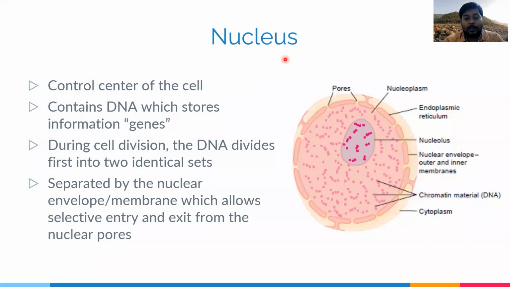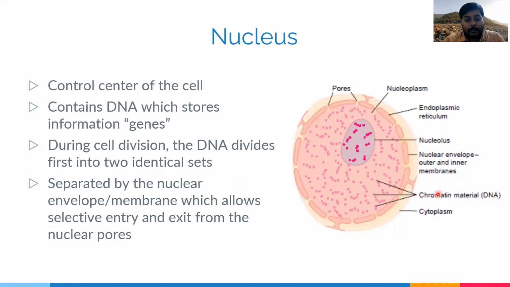Next, we move on to the nucleus of the cell. The nucleus of the cell is essentially the control center of the cell, and it contains DNA, which stores the hereditary information in the form of genes. During cell division, DNA is the first molecule to be divided, and it forms two identical sets. If this process of forming two identical sets, which is known as replication, does not occur properly, then the cell does not go further for cell division.